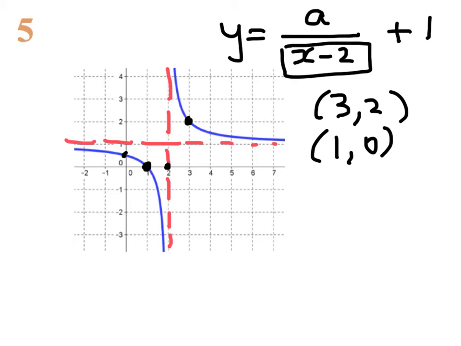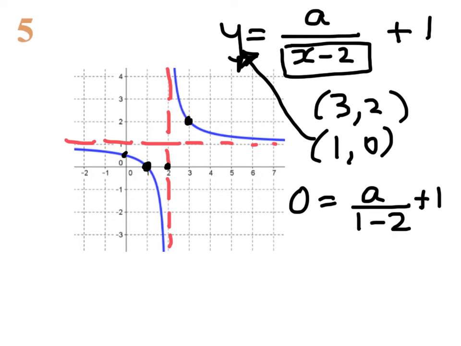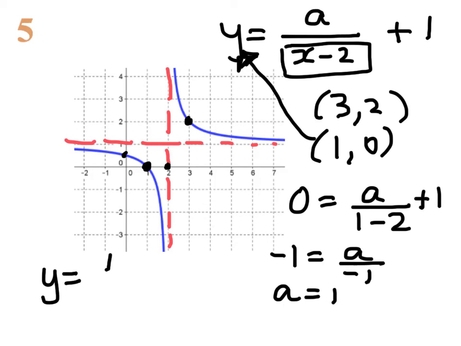So let's now substitute in, well, let's use this x-intercept point. 0 is equal to a over 1 minus 2 plus 1. So we get negative 1 is equal to a over negative 1. A is equal to 1. This is telling me that the equation is y equals 1 over x minus 2 plus 1.